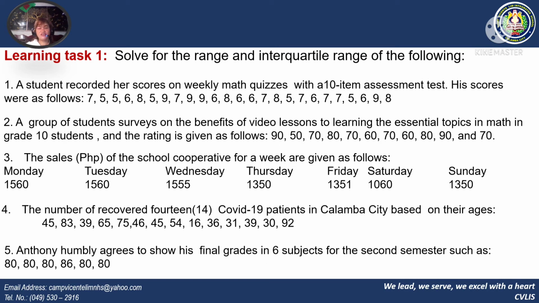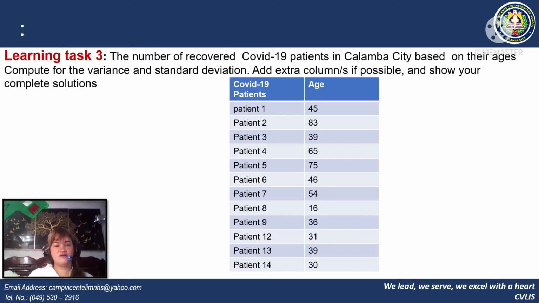Okay, next for the learning task number 2. Show the data distribution using the box-and-whisker plot. Okay, using the same questions for numbers 1 to 5. For learning task number 3, okay, so this table contains the COVID patients and their ages. Okay, so number of recovered COVID-19 patients in Calamba City based on their ages, compute for the variance and standard deviation. Add extra columns if possible and show your complete solutions.